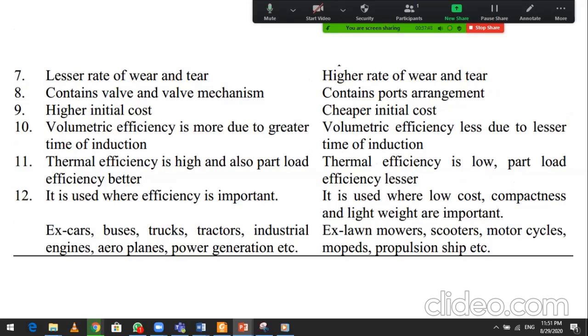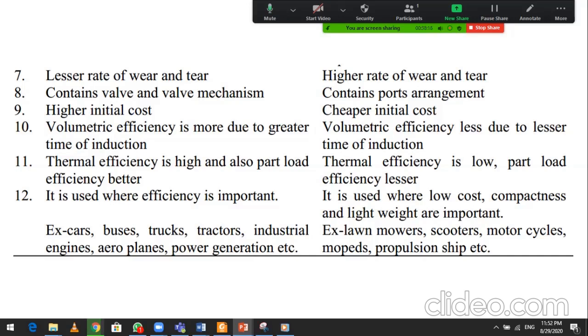Volumetric efficiency is less due to lesser time of induction. Volumetric efficiency and thermal efficiency we will discuss in the coming classes. Okay, thermal efficiency is high and part load efficiency is also better. Thermal efficiency is low and part load efficiency is lesser. It is used where efficiency is important. It is used where low cost, compactness, and lightweight are important.